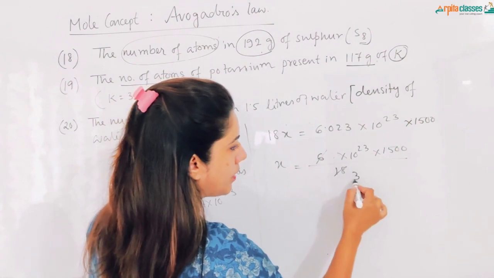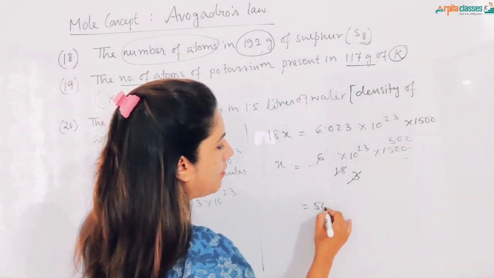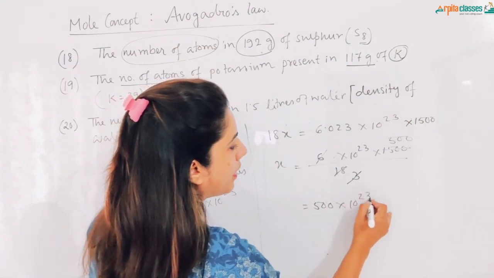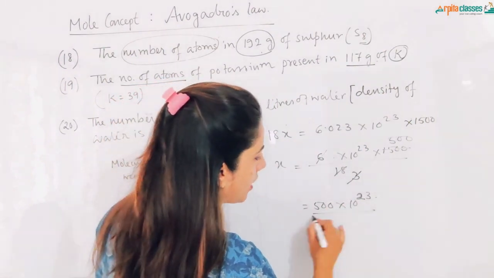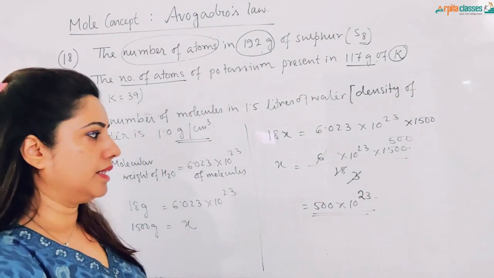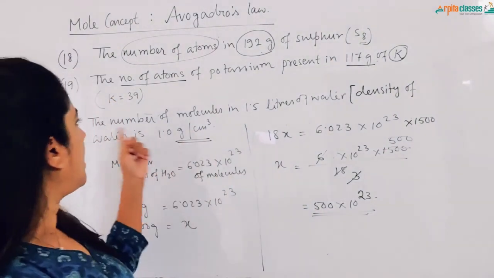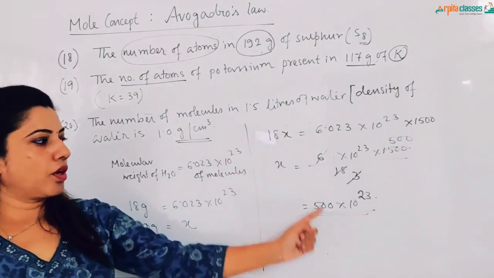So 6 and this will go by 3, 3 and this will go by 500. So it is 500 into 10 raised to power 23. This much approximation will work. Sometimes if the calculations are very big or very hectic, then this much approximation will work, okay? So here the number of molecules in this many liters of water is this.